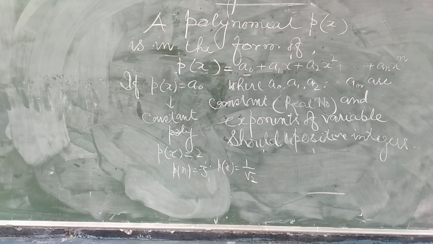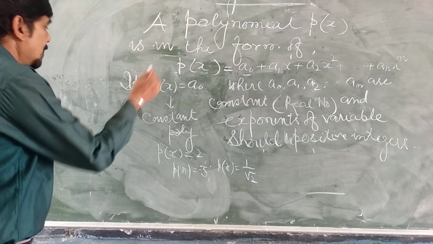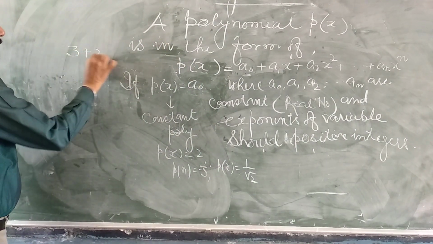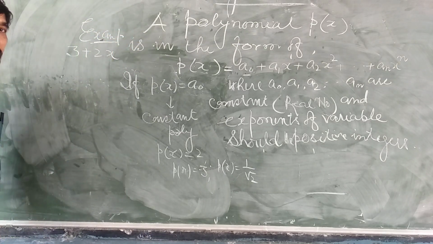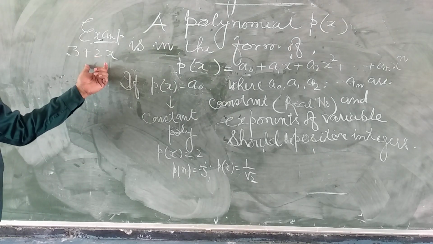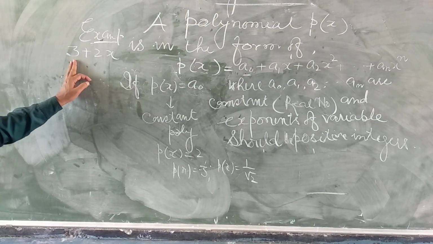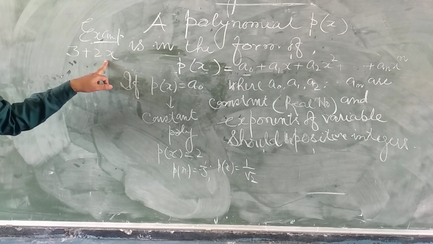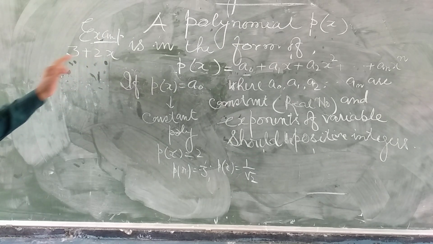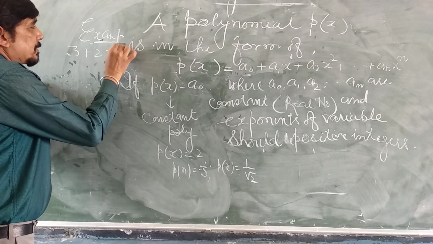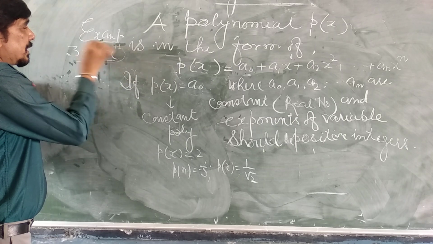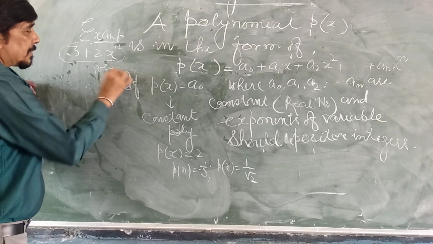Now I am giving examples of expressions which are polynomials. 3 plus 2x is a polynomial because out of 2 terms, one term is a real number only, and the second term has a constant and a variable. The exponent of the variable is plus 1, a positive integer. So 3 plus 2x is a polynomial.